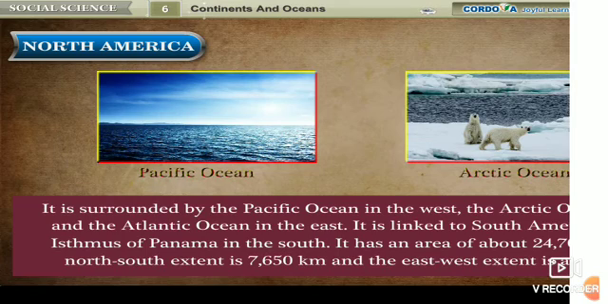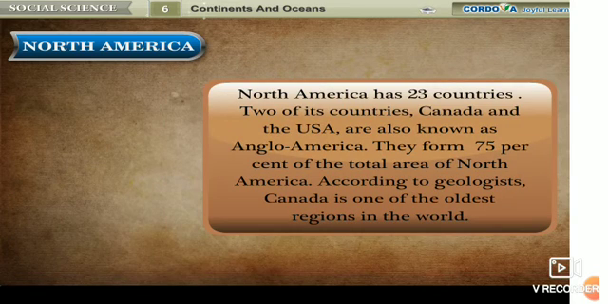It has an area of about 2,47,09,000 square kilometers. Its north-south extent is 7,650 kilometers and the east-west extent is about 4,800 kilometers. North America has 23 countries. Two of its countries, Canada and the USA, are also known as Anglo-American. They form 75% of the total area of North America.